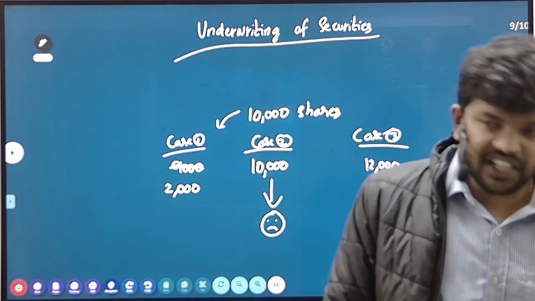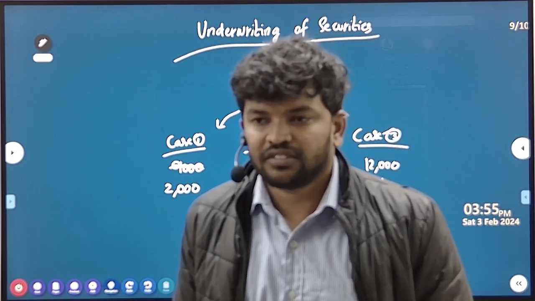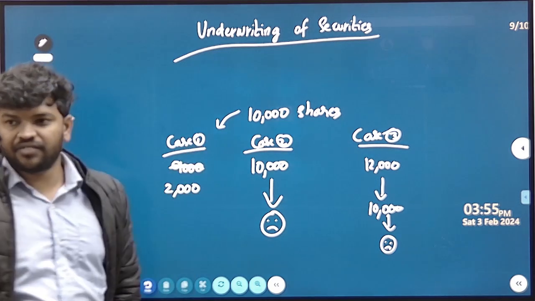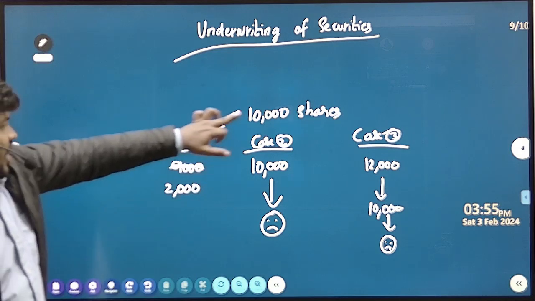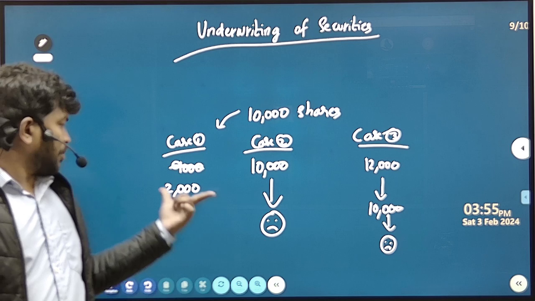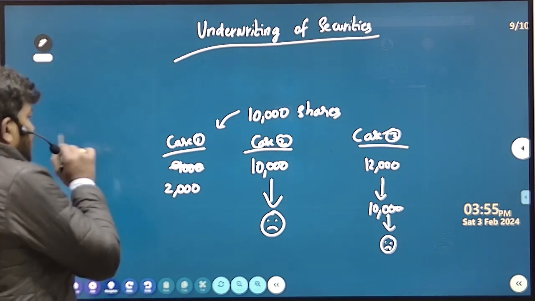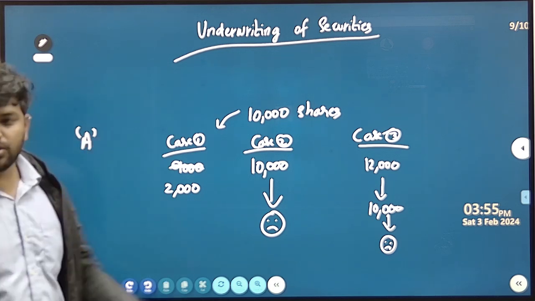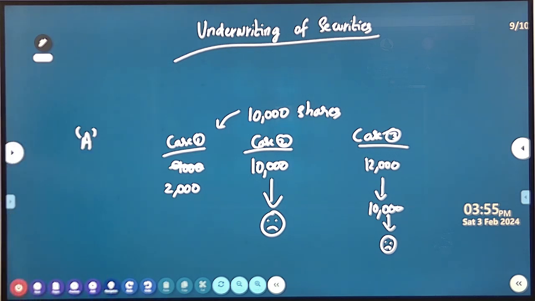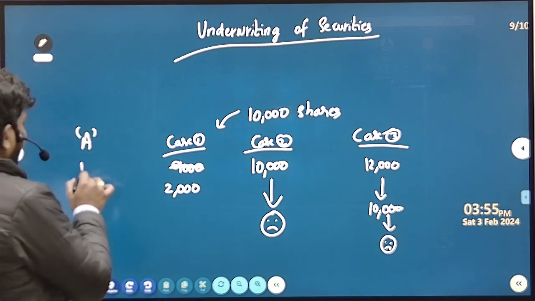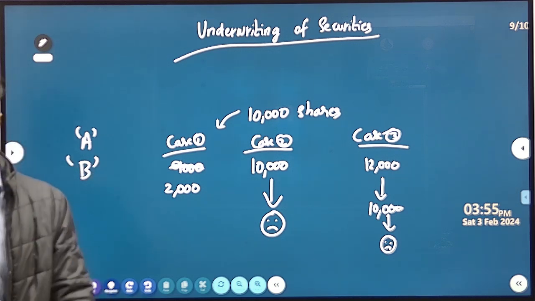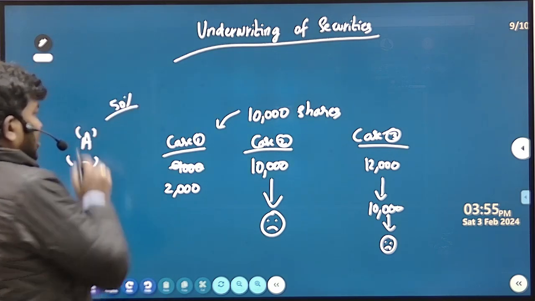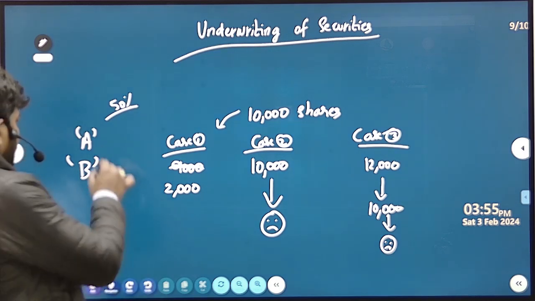Any doubts in the introduction? No? Now see here, 2,000 shares out of 10,000. Applications were received from the public for 2,000 only. Suppose Mr. A is the underwriter. How many shares does he have to subscribe? 8,000. Very good. Suppose A and B, there are two underwriters. Their ratio is 50% each. How much do they have to subscribe? 4,000 each. Very good.